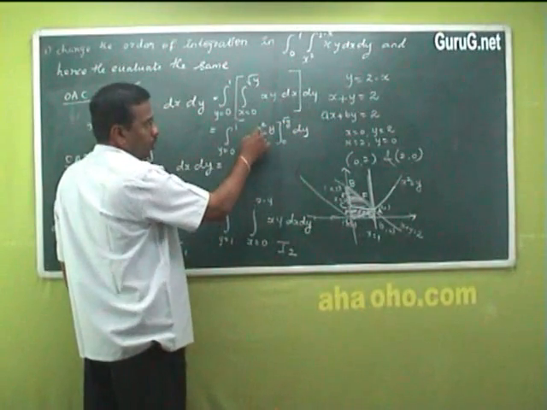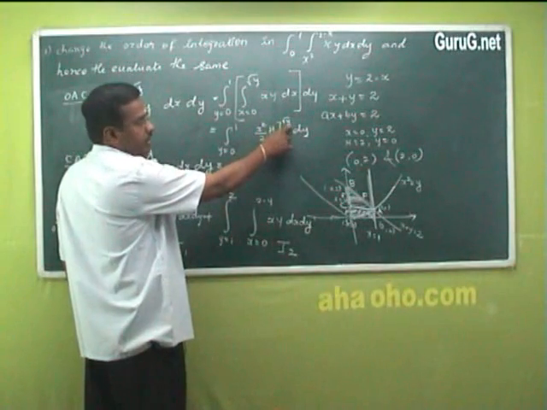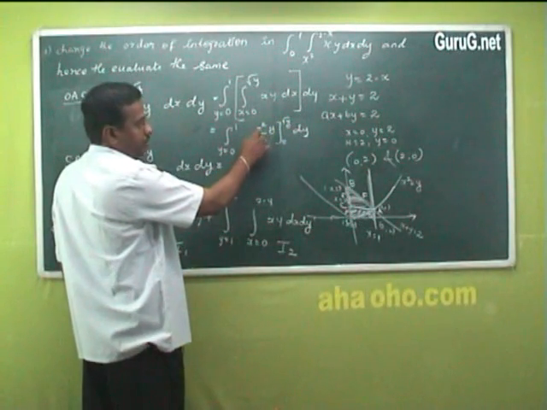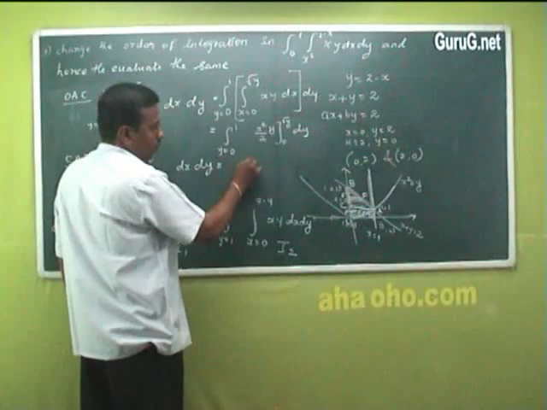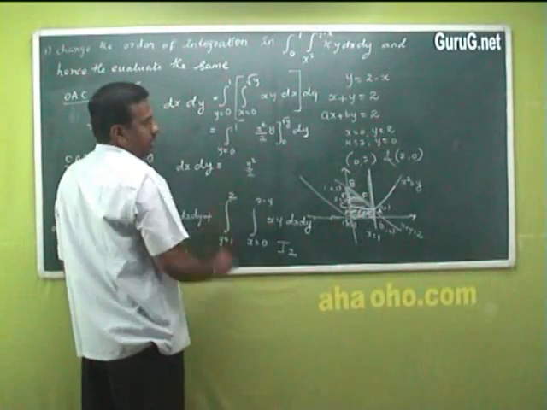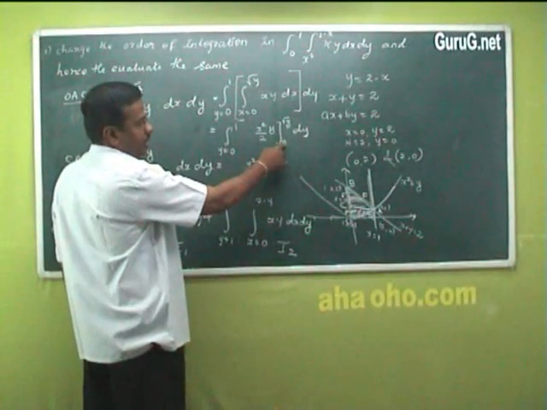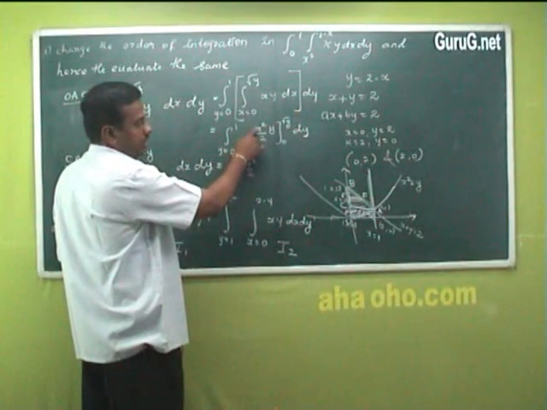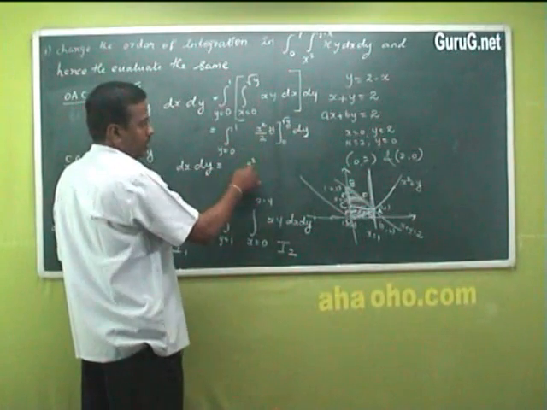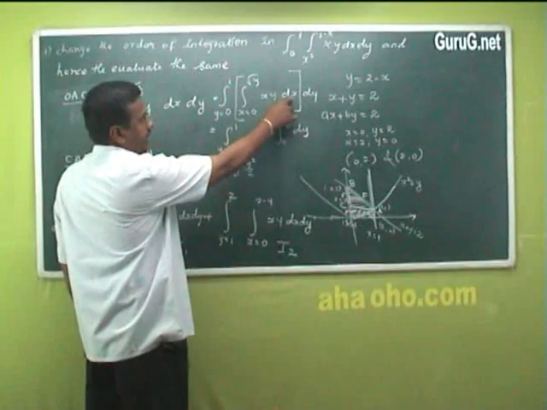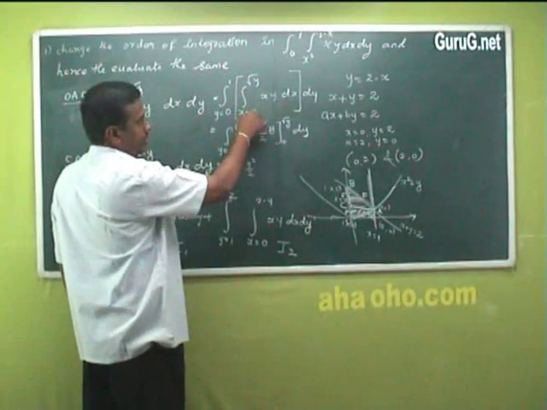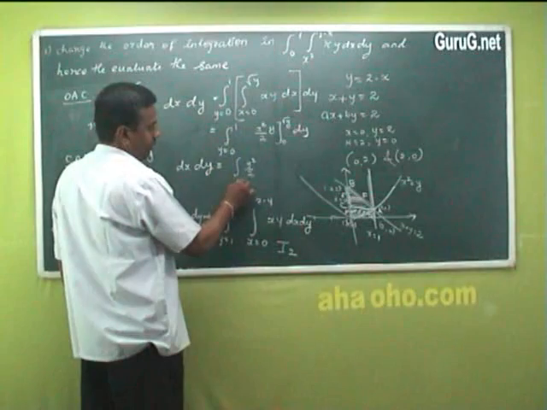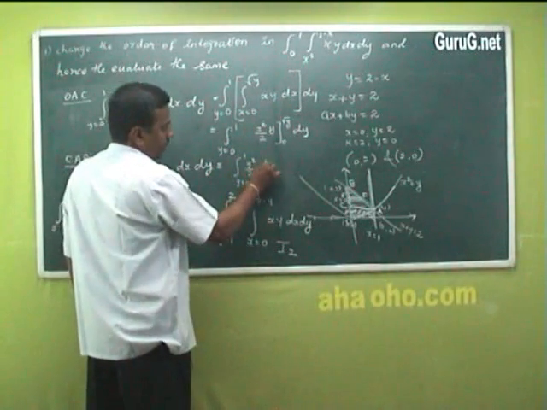Therefore this will become root y the whole square, which is nothing but simply y. Y into y is y square by 2. Now the lower limit is 0. When you put x equal to 0 here, 0 and anything will give you 0. Therefore after integrating with respect to x and substituting the limits, the given integral will be of the form y square by 2, y equal to 0 to 1 dy.